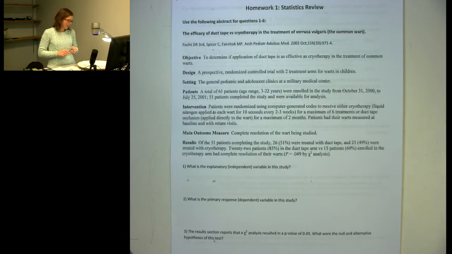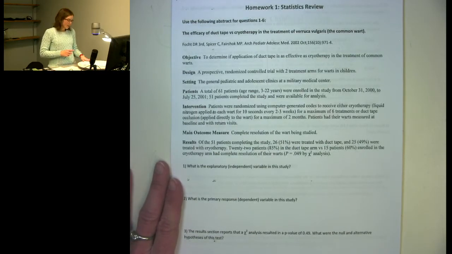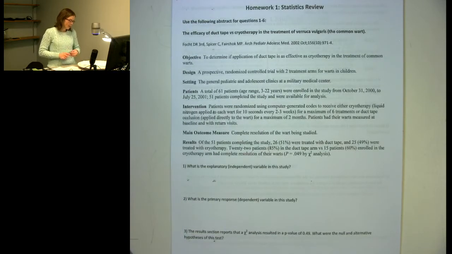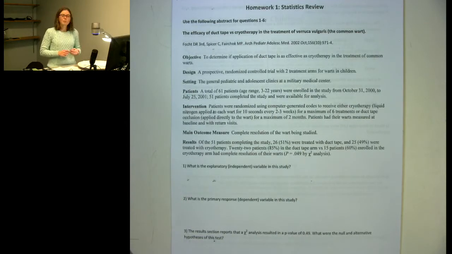the wart being studied. The results tell us that of the 51 patients completing the study, 26 were treated with duct tape and 25 were treated with cryotherapy. 22 patients in the duct tape arm, which was 85% of them, versus 15 patients in the cryotherapy arm, which was 60% of that group, had complete resolution of their warts. There's a p-value of 0.049, which was calculated by using chi-square analysis.